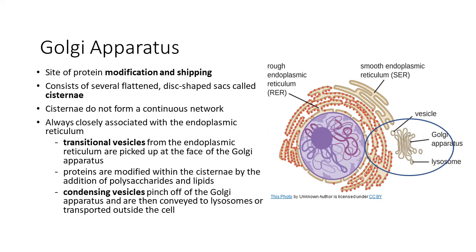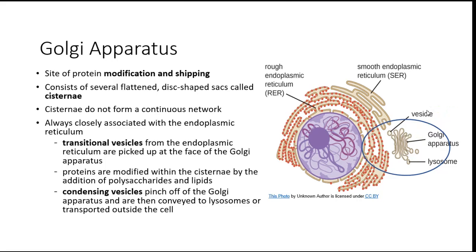It looks like folded pancakes, if you will. Each of those is a disc, and each disc is called a cisterna, or cisternae for plural. Unlike the ER, which is a continuous network, each one is its own flattened sac or disc. Now what happens here is the ER will have some transport vessels that will come in, and they will be picked up by the Golgi apparatus.